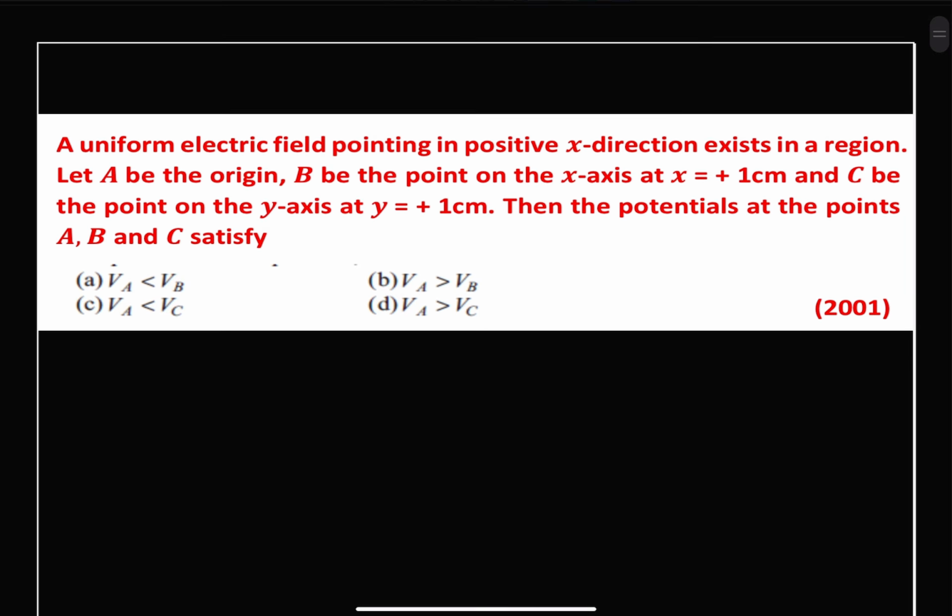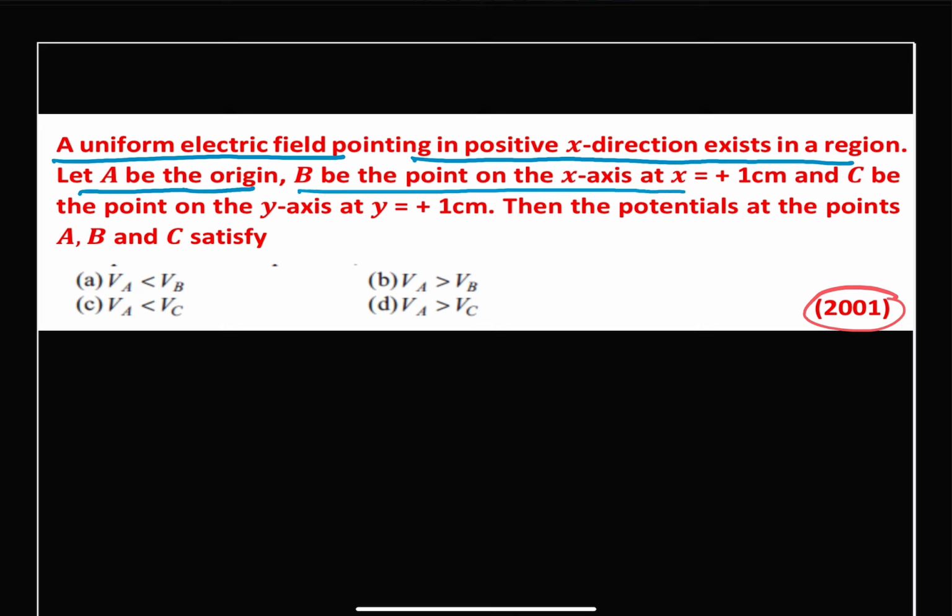it was asked in the year 2001, and it states that a uniform electric field pointing in positive x direction exists in a region. Let A be the origin, B be the point on the x-axis at x is equal to +1 centimeter, and C be the point on y-axis at y is equal to +1 centimeter. Then the potential at the points A, B and C satisfy. Okay, so we are given 3 points with their respective coordinates.